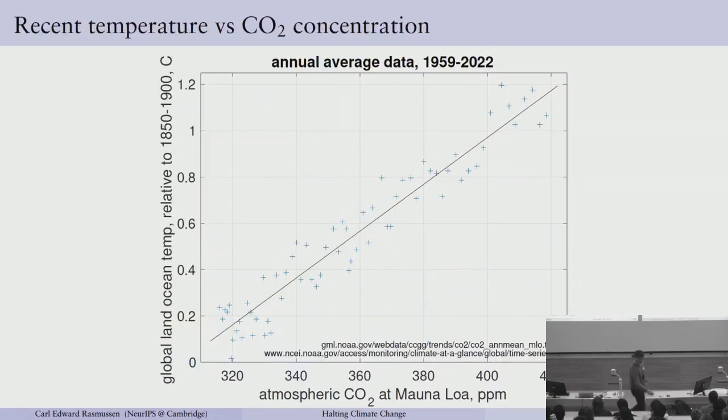Here's another little bit of data. So here I plotted, as a function of the amount of CO2 in the atmosphere, the temperature for each year, right? And you can see that this is very close to a straight line, right? There's no fundamental reason why you would think this would be exactly a straight line.